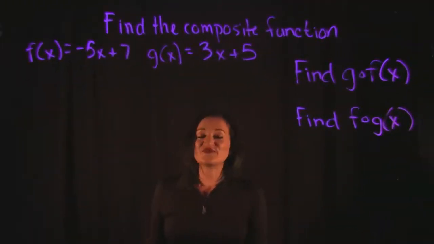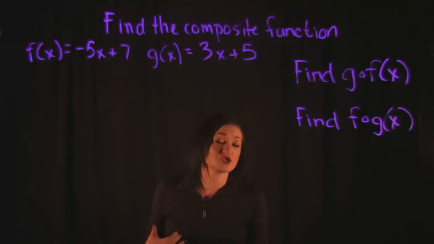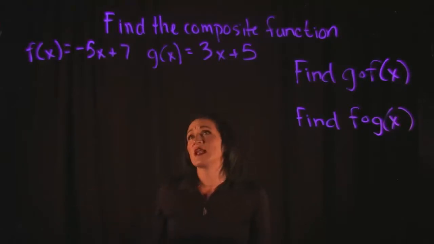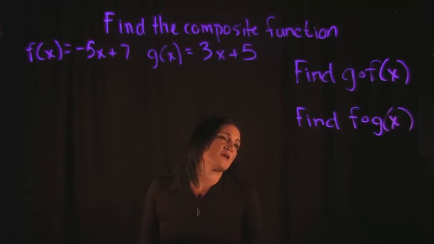Hey guys, so in this video we're going to focus on how do we find composite functions. So when it comes to composite functions, you're typically dealing with two different functions, two different equations, typically an f of x and a g of x. And some of the things that they ask you to do is they're going to ask you to find g of f, or they might even ask you to plug in a number for that.